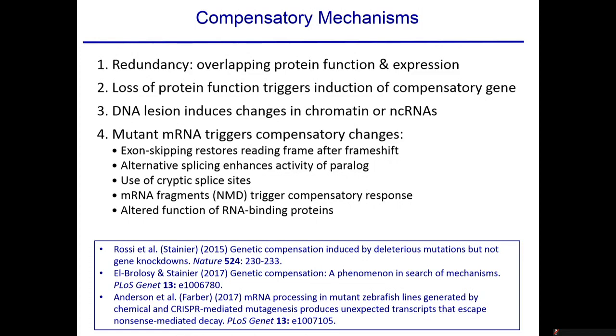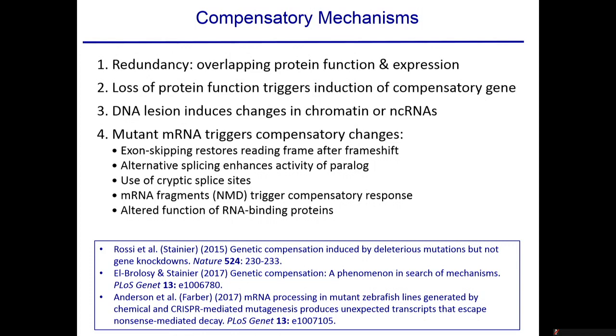For example, where exon skipping restores the reading frame after a frame shift mutation following CRISPR. Alternative splicing that can enhance the activity of an inactive paralog, so that provides partial compensation. The use of cryptic splice sites. Nonsense-mediated decay turns out to be important in some cases and required for the compensatory response to occur. And altered function of RNA binding proteins.